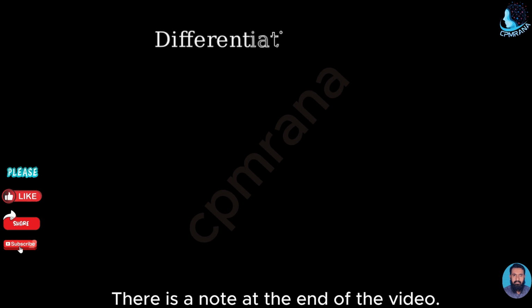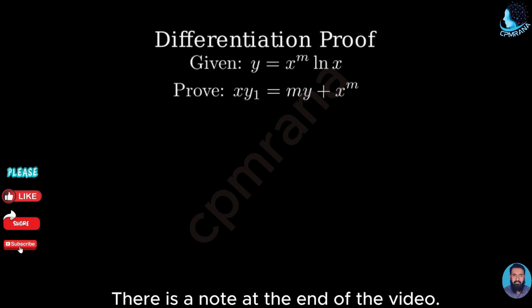Let's solve this calculus problem step by step. We need to prove that when we differentiate y = x^m ln x with respect to x, we get x y1 = m y + x^m.